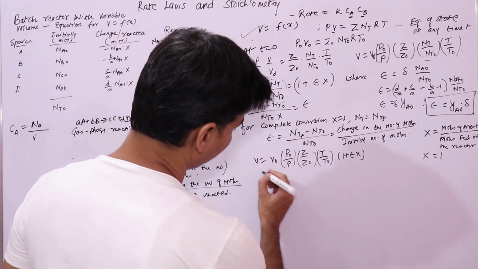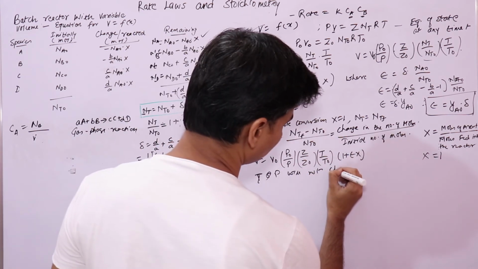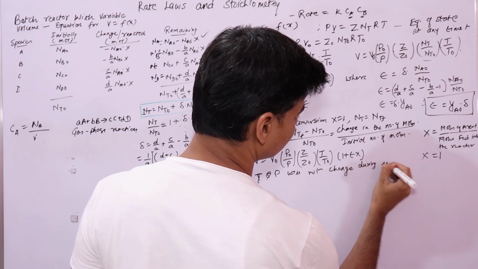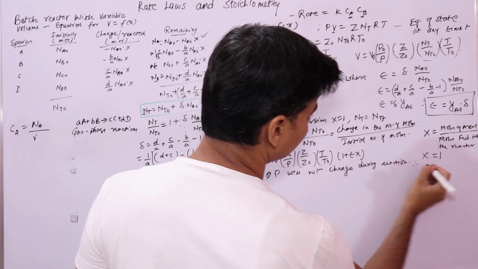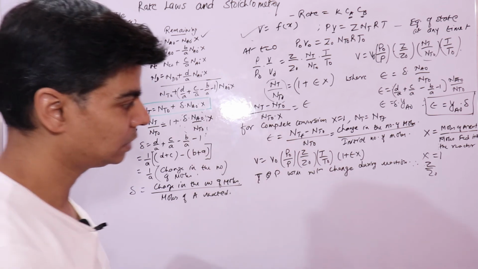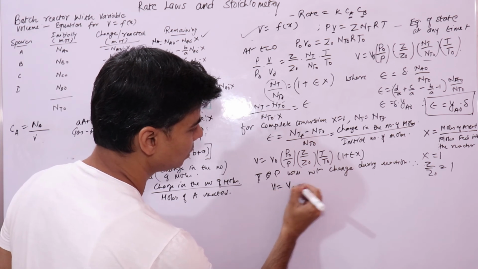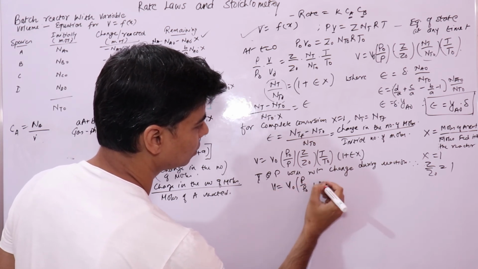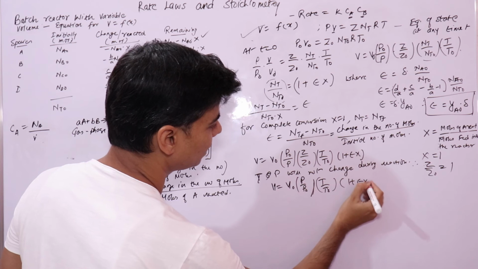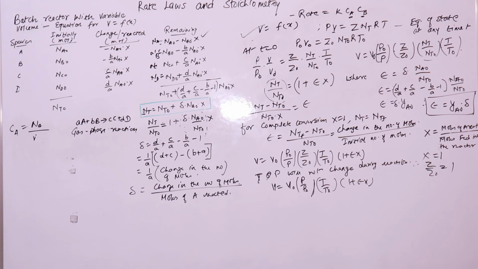So here the temperature and pressure will not change during reaction, right? Therefore Z upon Z0, both Z and Z0 are the same because the compressibility factor is not changing, so this is equal to 1, right? So here V will become V0 P upon P0, this has become 1, T upon T0, 1 plus epsilon x, right?